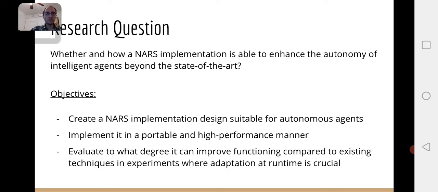The objectives here are to create a NARS implementation design which is suitable for autonomous agents, and to implement it in a portable and high performance manner. Then to evaluate it, to compare it with other techniques in experiments where adaptation at runtime is crucial.